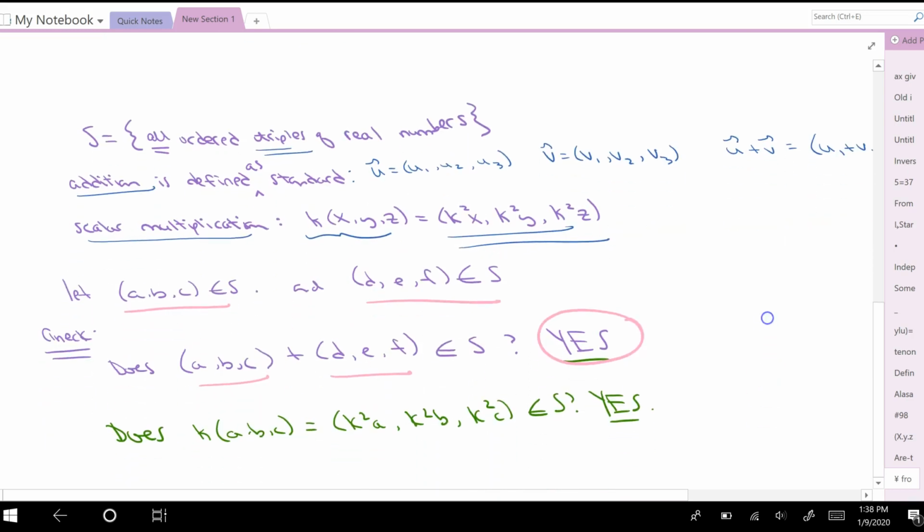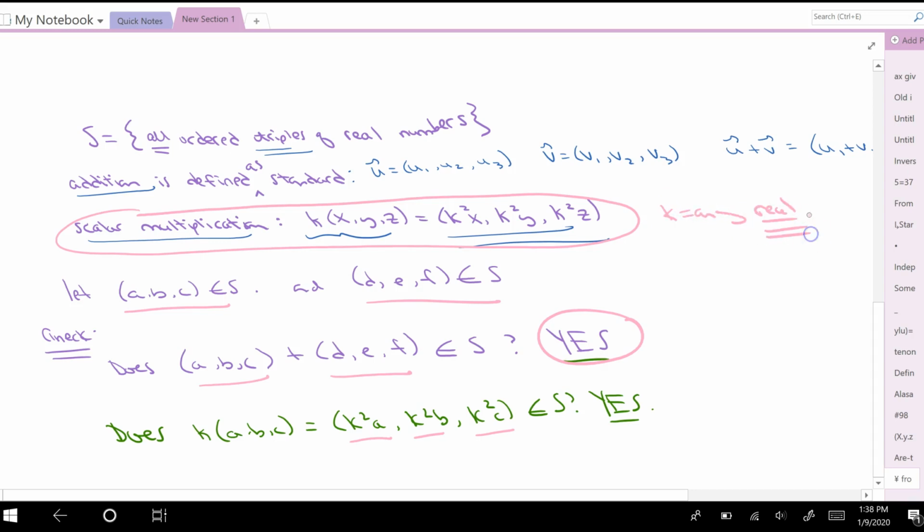The other question is, does K times ABC, which results in K squared A, K squared B, K squared C, yield an element of S? Notice here, when you're given this definition and you're not given any kind of limitation on the scalar value of K, unwritten but understood is that K could be any real value. K cannot be I, okay? K could be any real value.